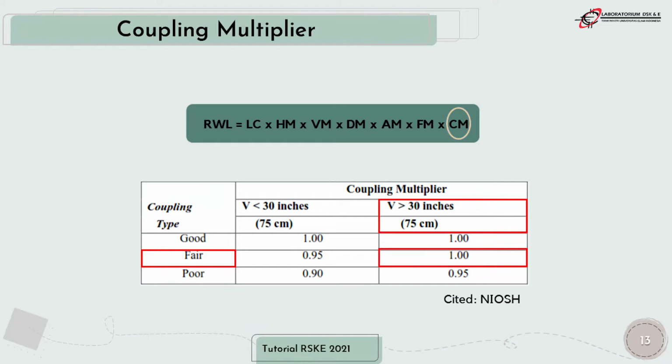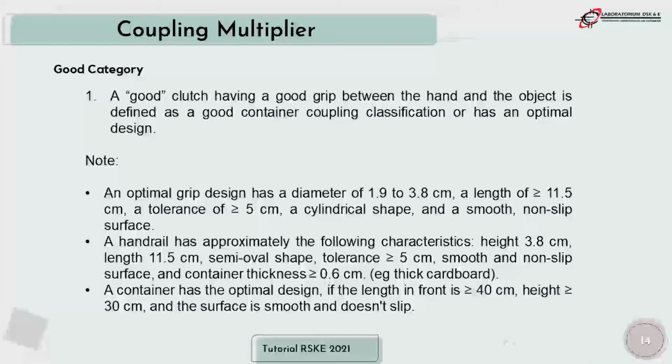So what's the difference between a good, fair, and poor coupling? We will discuss it in the next slide. The first one is the good category. The good category is divided into 2 points, the first focusing on symmetrical objects and the second on asymmetrical objects. The first is for symmetrical objects, namely objects in the shape of a cube or box that have a hand grip, which can be categorized as a good category. Besides that, it must also fulfill the notes as shown on the slide. Examples of such objects are a clothes basket or a supermarket basket.